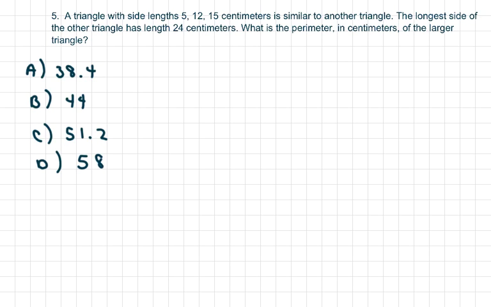The shortest sides, if this is 5 to 8. Alright, so the longest sides are a ratio of 15 to 24. So this would be the longest side of each triangle, which simplifies to 5 to 8. And so we're going to set up a proportion of the shortest side to the longest side.